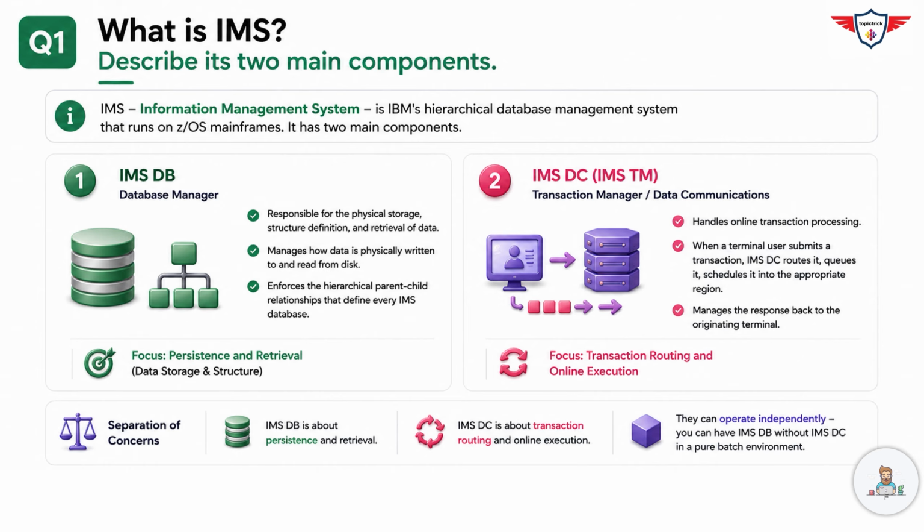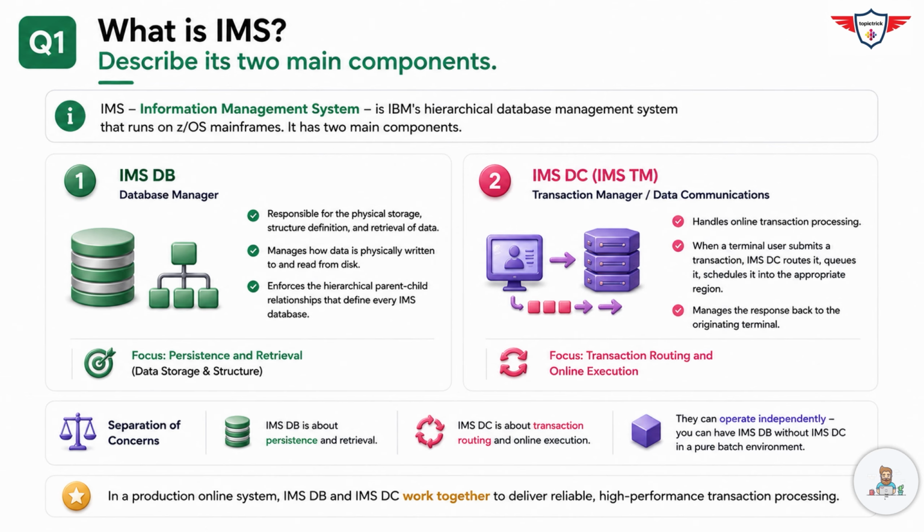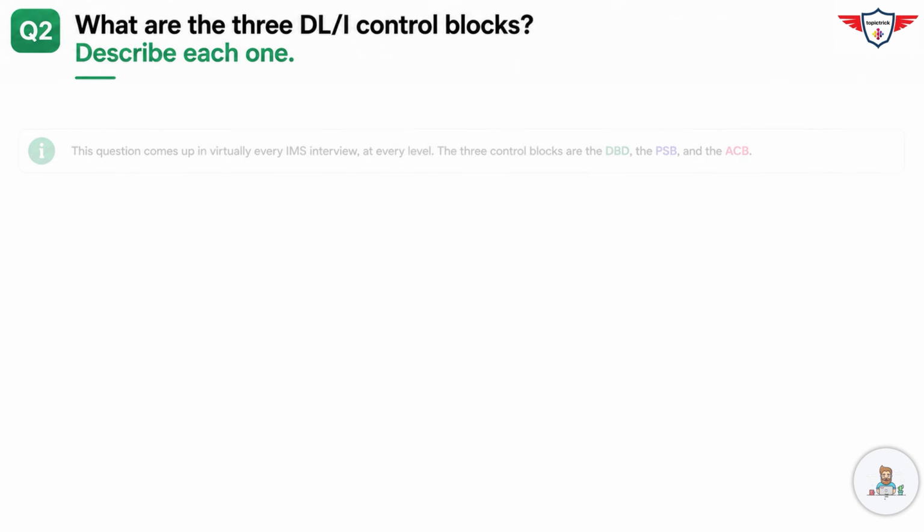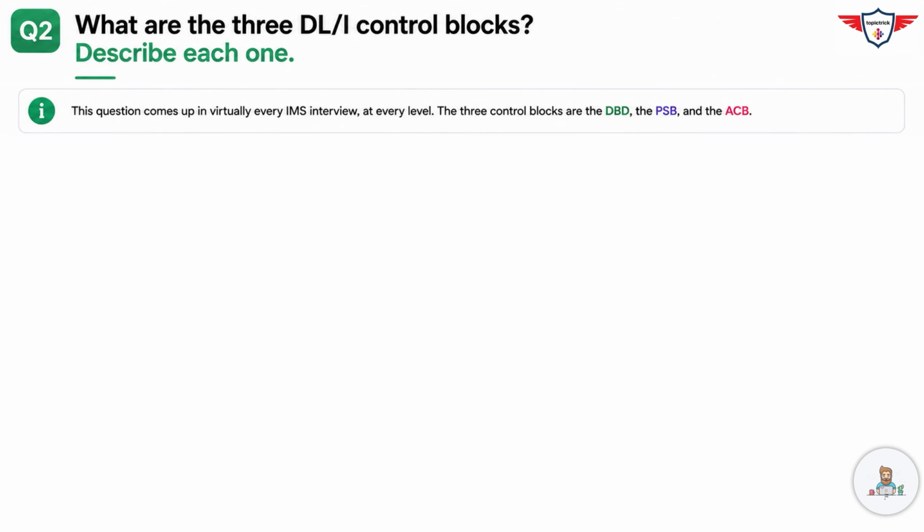Now, when an interviewer asks this question, they are actually checking whether you understand the separation of concerns. That is, IMS DB is about persistence and retrieval, IMS DC is about transaction routing and online execution. They can operate independently, right? You can have IMS DB without IMS DC in a pure batch environment, but in production environment systems, they work together.